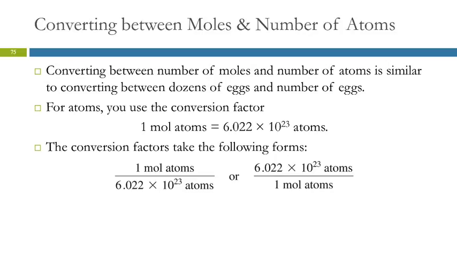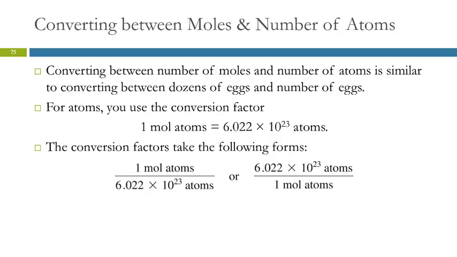So we can convert between moles and numbers of atoms, just like we can convert between dozens of eggs and numbers of eggs. For atoms, we're going to use this conversion factor. A mole of atoms is equal to this many atoms. So, if I tell you I went to Costco and I bought 5 dozen eggs. We actually did. How many eggs? 60. How did you do that?